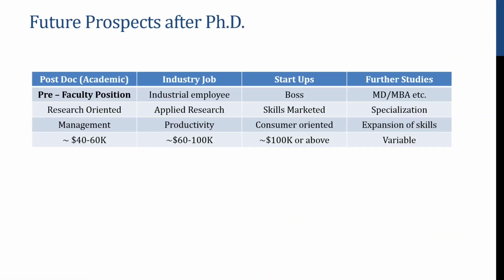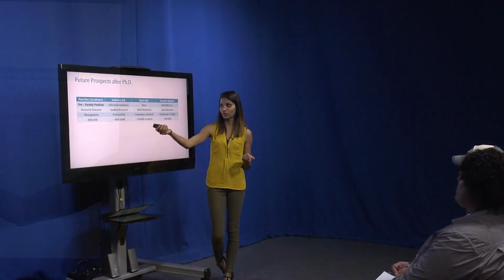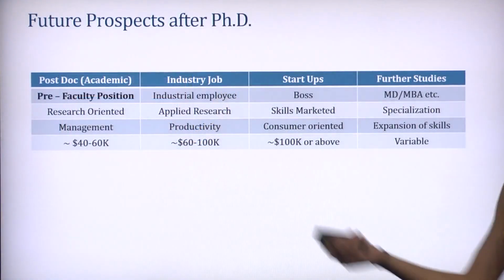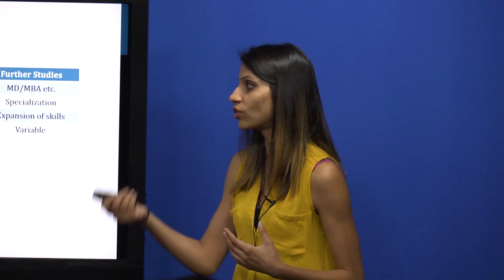And the future prospects after PhD are, it's actually up to you. You can do a PhD and then go into acting. That's not a problem. But usually what people take the route of is that they become postdocs for academic jobs, which is basically a pre-faculty position. It's research oriented. It's more focusing on the management of a lab and how to run a lab. The salary is a little lower, but I would say that you're learning too much.